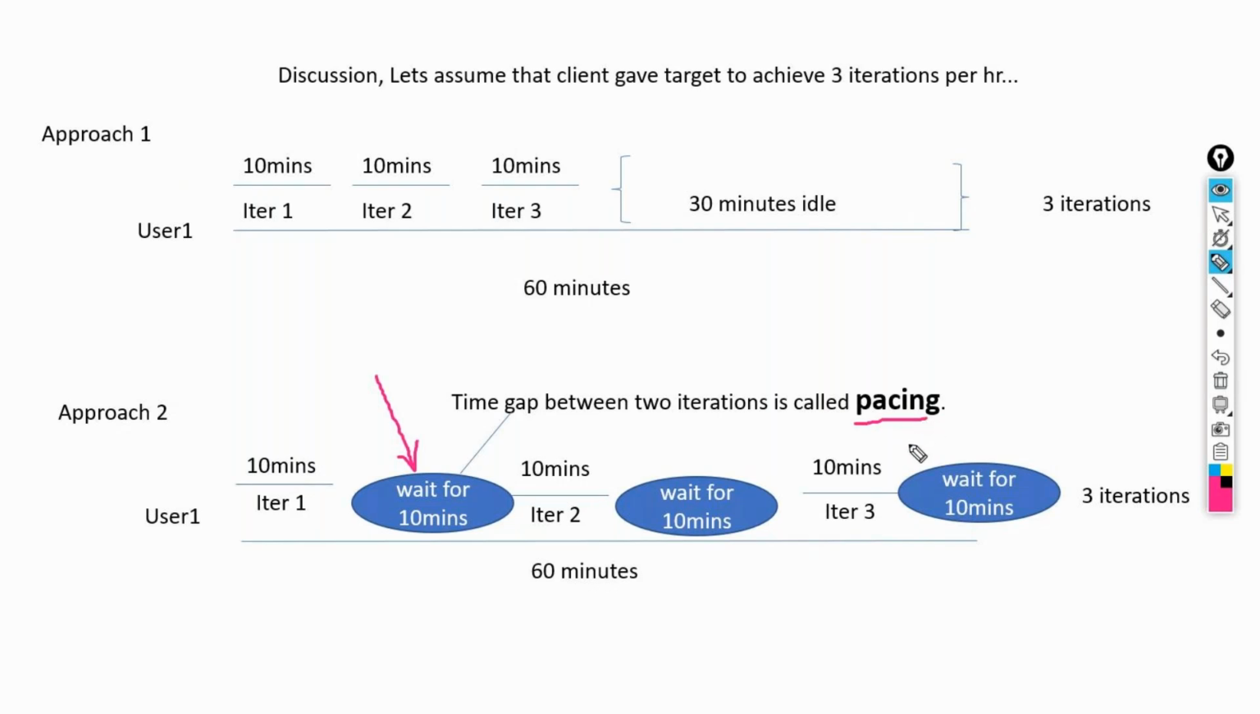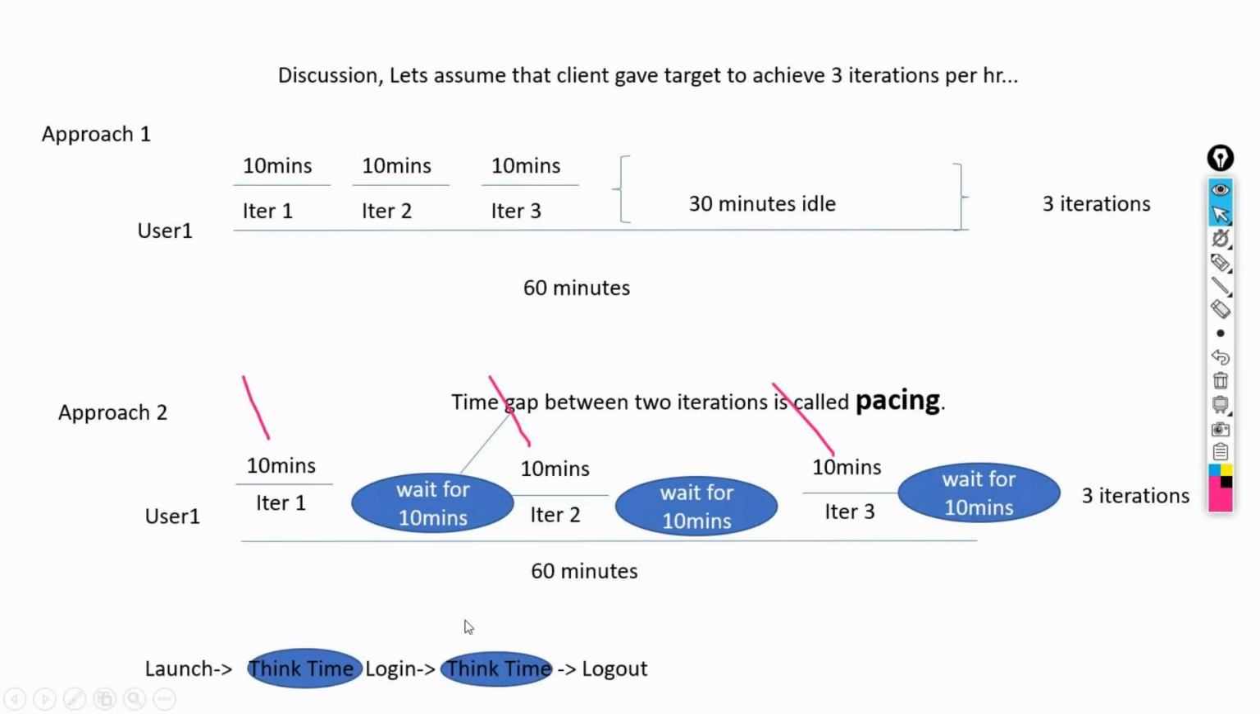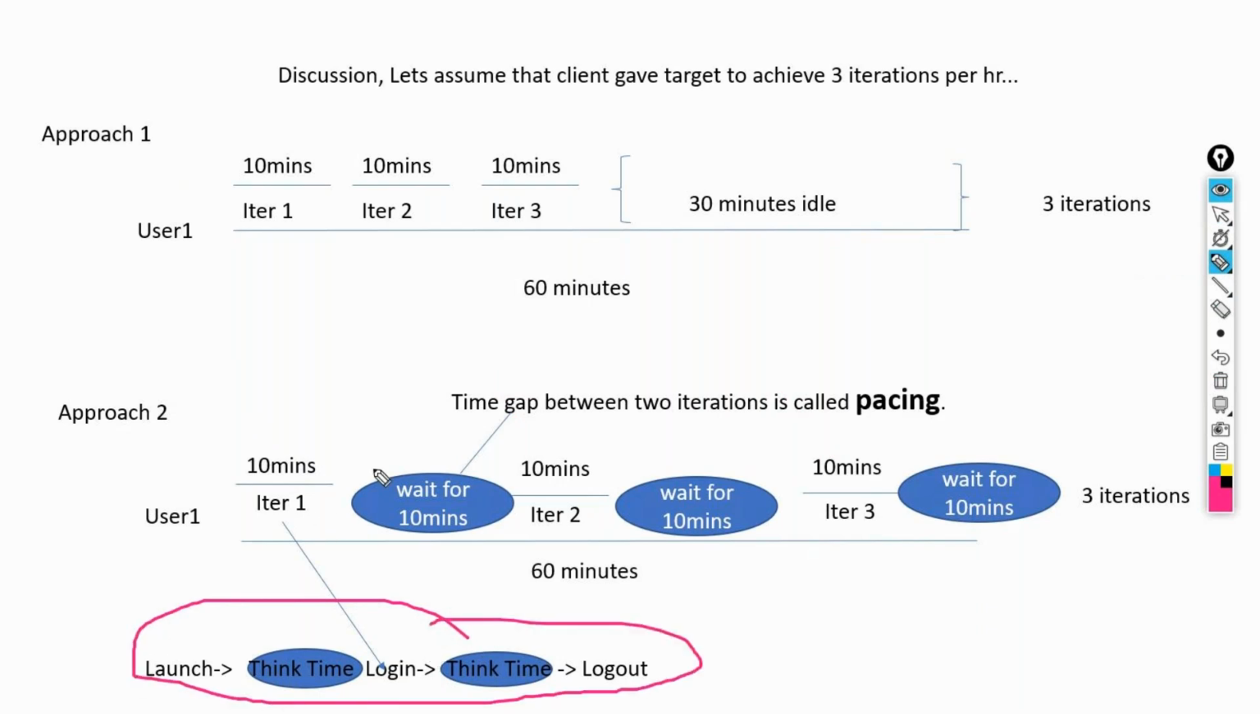Very, very important. At an iteration level, if the user is waiting for some time, that is called pacing. At a transaction level, if the user is waiting for some time, that is called think time. Each iteration will have the sequence of steps which I already mentioned. In iteration 1, this entire thing is getting executed, and then wait for some time, and in iteration 2, again this entire thing is getting executed. Again in iteration 3 also, this entire thing is getting executed.